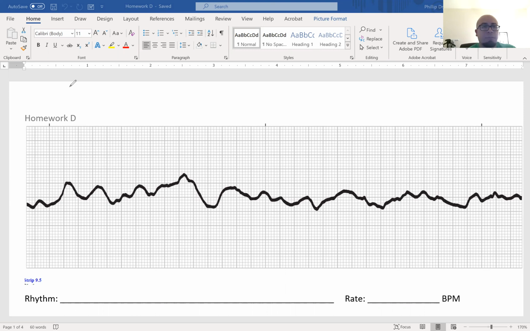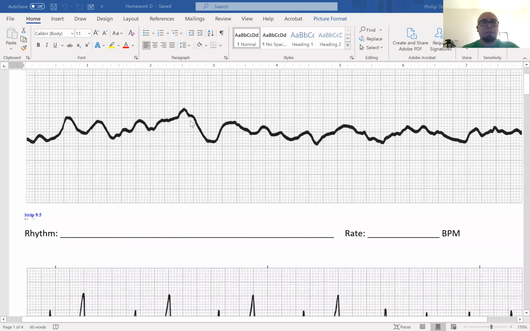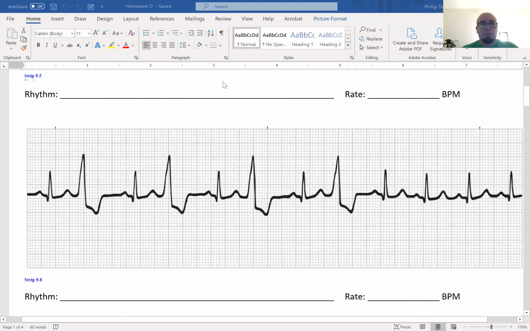So here, this is a pretty straightforward one. We don't see any QRS complexes. Okay, this one here is V-fib. Somebody get the AED, rate N/A, or 0. Okay, that's clear. Let's move on. That's an easy one.